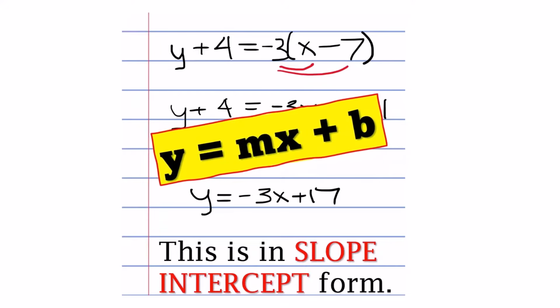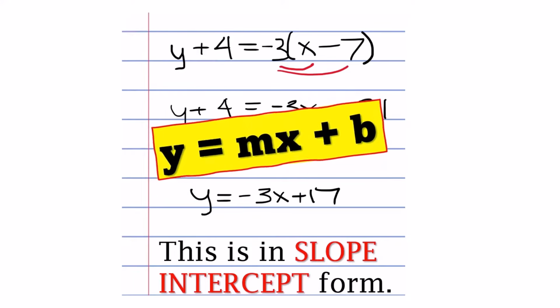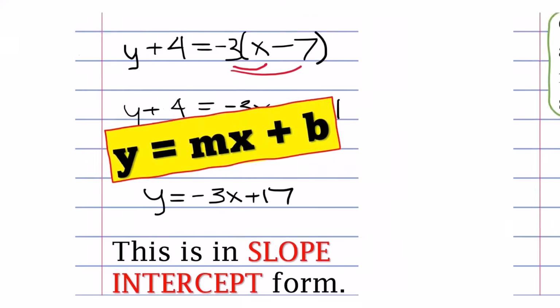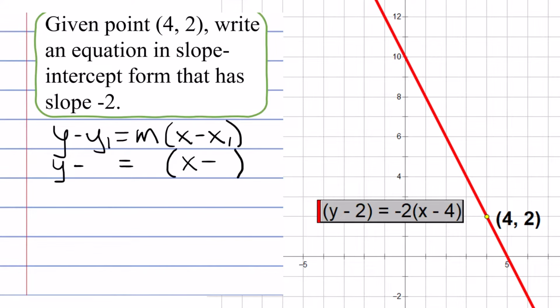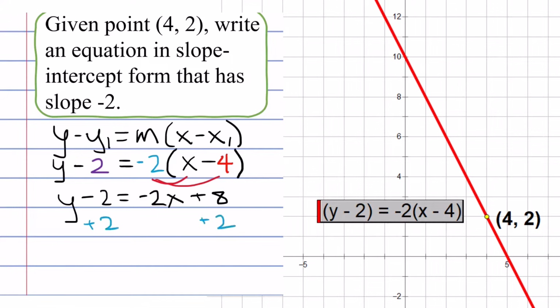I wanted to show you how you could get into slope-intercept form from point-slope form because it's a lot easier to pop into point-slope form, right? Take a look at this. I had one there that was going through the point 4, 2, and it has a slope of negative 2. So let's just pop these numbers in and then do the simplifying and see what happens. Now I'm going to add 2 to both sides.